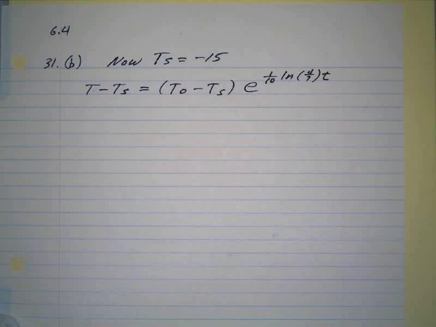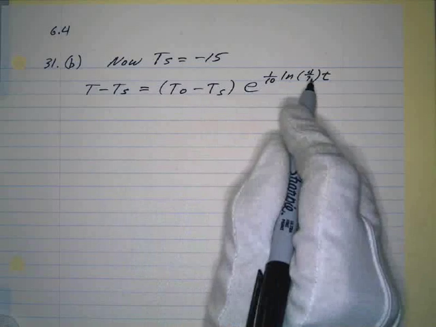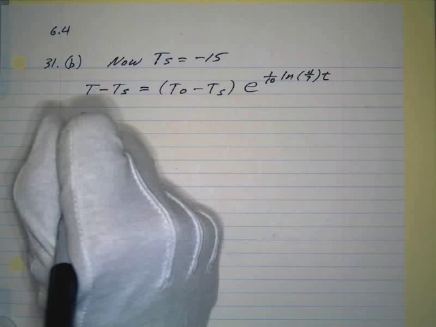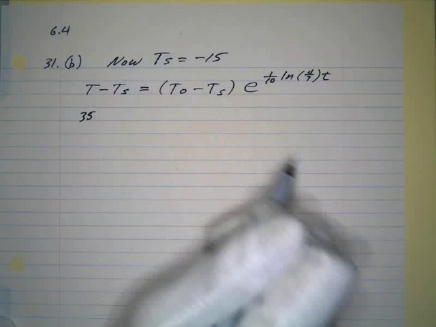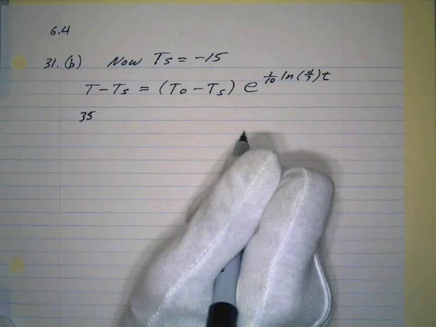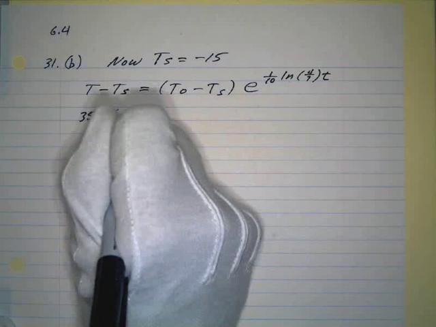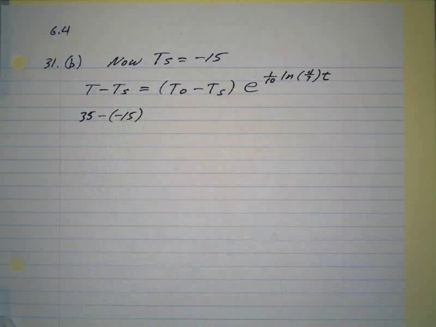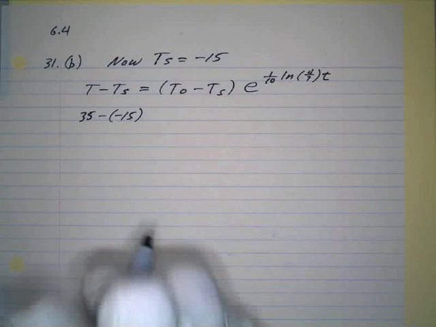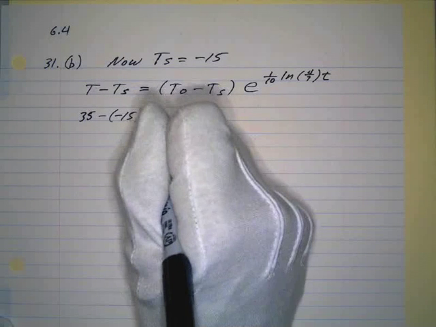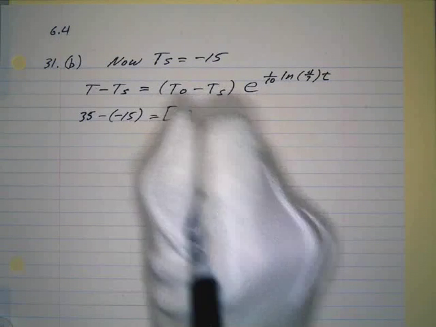So this looks something like this. So we use our same equation, and then we just substitute our data in. So we've got 35 degrees is where we want to get down to. And now instead of it being in the room, it's going to be in the freezer, and that's minus 15 degrees. So that's 35 minus negative 15 degrees, and that's going to be equal to my T sub 0, which again was 90 degrees. That hasn't changed.